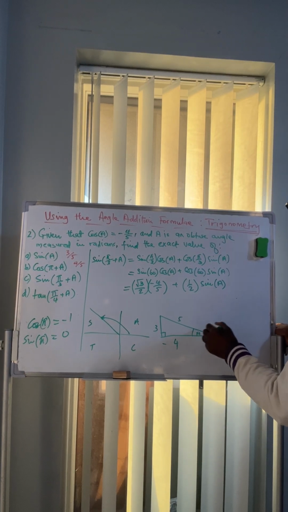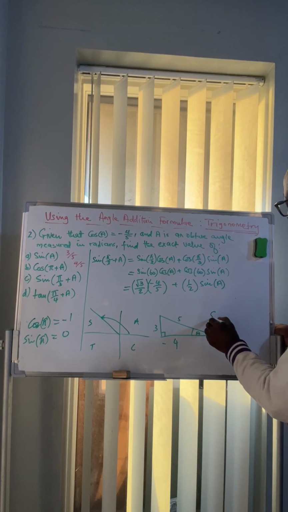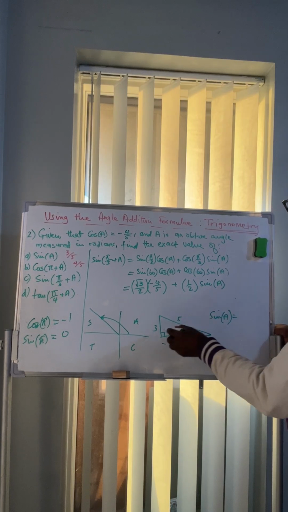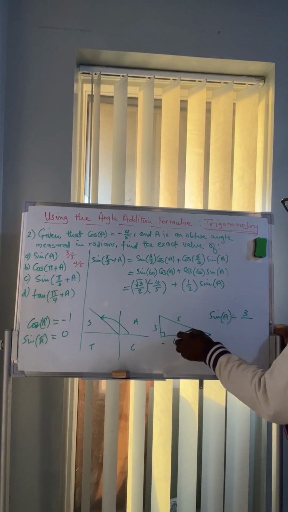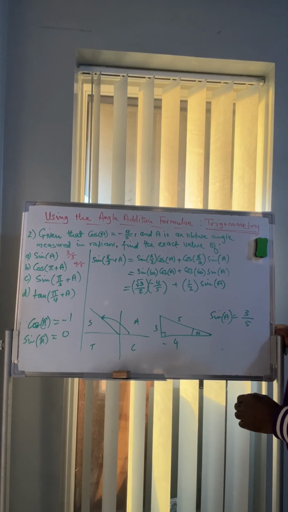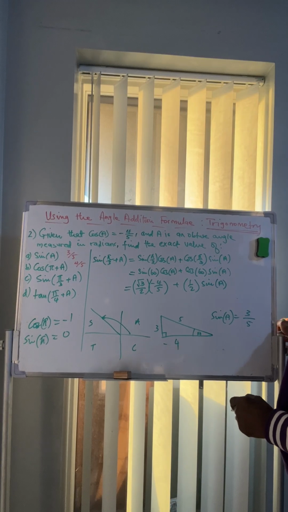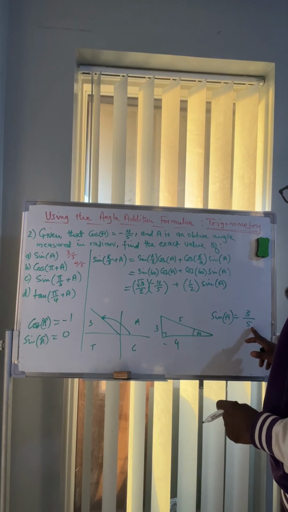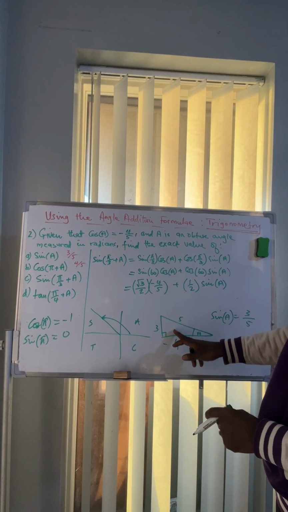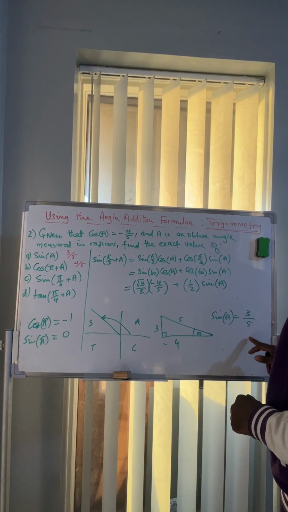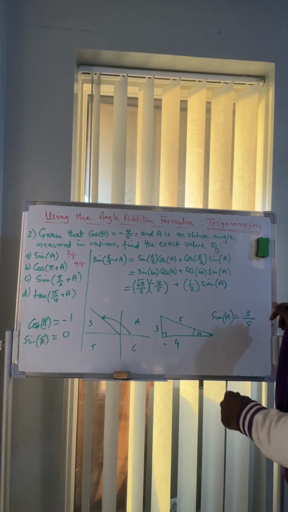What is the sine of, we are looking for the sine of A. What is sine A here? Sine is opposite, which is 3, all over hypotenuse. Hypotenuse is 5. Yeah? Sine is opposite upon hypotenuse, and it's here in the second quadrant, so it's positive. So it's 3 all over 5. What we are looking for here is 3 all over 5.